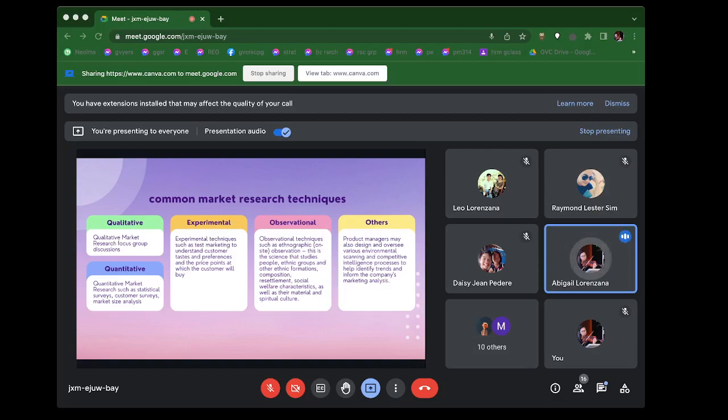And we also have other market research techniques. So, product managers may also design and oversee various environmental scanning and competitive intelligence processes to help identify trends and inform the company's marketing analysis.